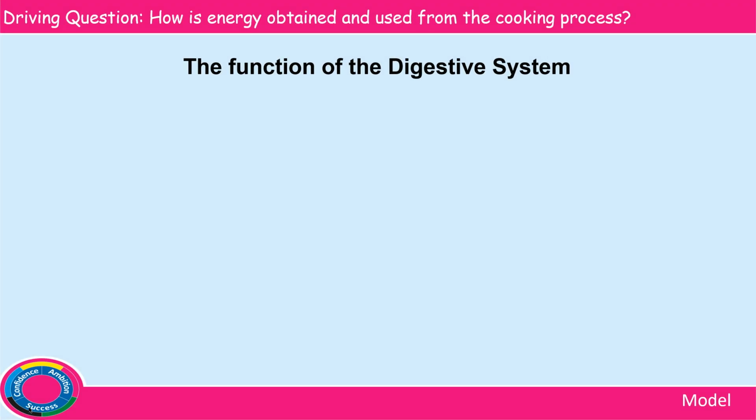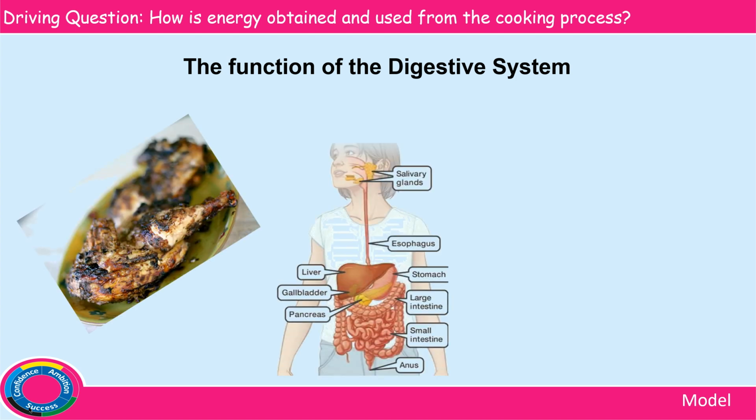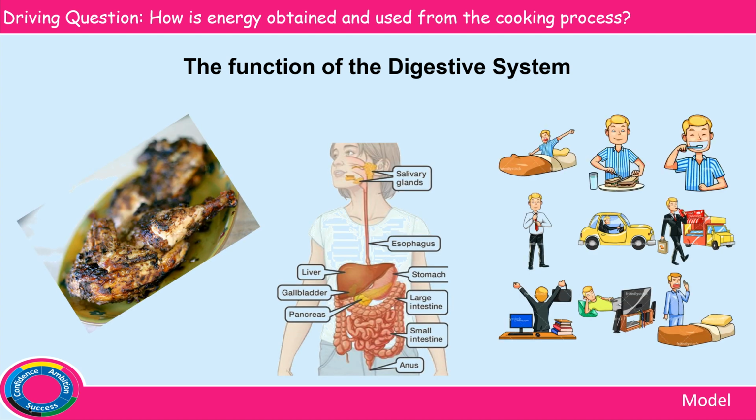This goes through to our digestive system. What is the function of our digestive system? We have food, we digest it, and it gives us energy to go about our daily life. You see them getting up, eating, going to work, coming home, going to bed. All these things require energy.